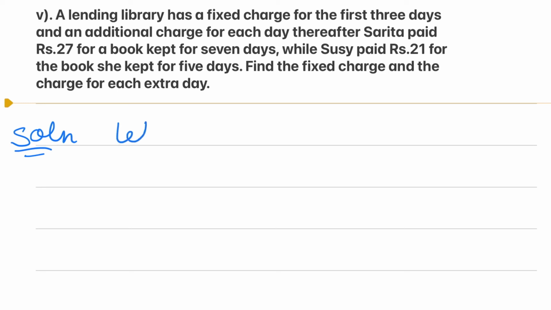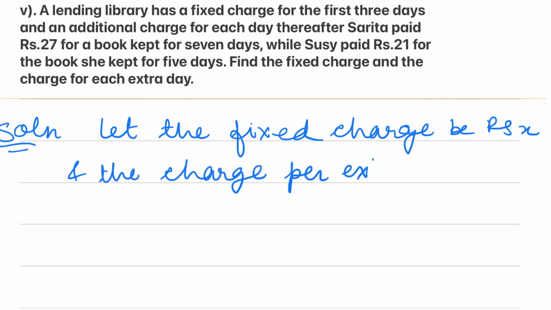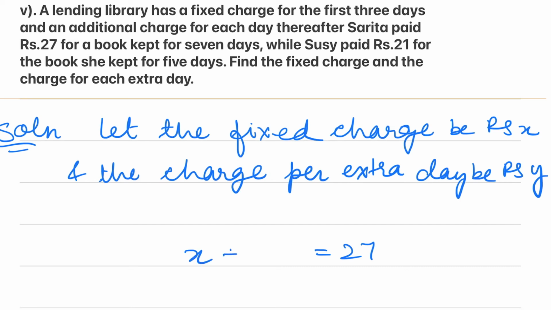Okay, so we have, let the fixed charge be rupees x. The charge per extra day be rupees y. So now it says Sarita paid rupees 27 and for 7 days. So first 3 days are fixed. So for first 3 days she paid x and out of 7, 4 days are left. So x plus 4y is equal to 27.